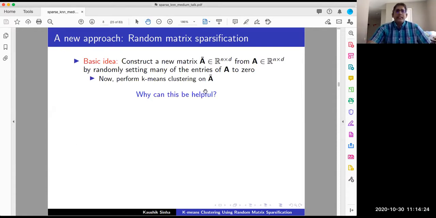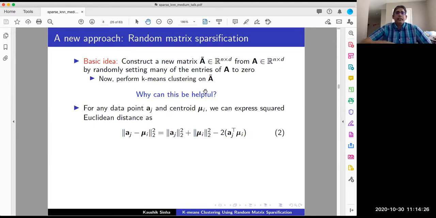So first of all, why can this even be helpful? Well, whenever you are doing point-wise or pair-wise distance calculation between, let's say, a point a_j and a centroid i, essentially the square of the Euclidean distance, we can write it something like this. It's the square of the norm of the data point plus the square of the norm of the centroid, minus 2 times the inner product. Now, if you look at this expression, the first term, the square of the norm of the data point, remains the same. It's just a constant. So you can compute it one time and then you are done.